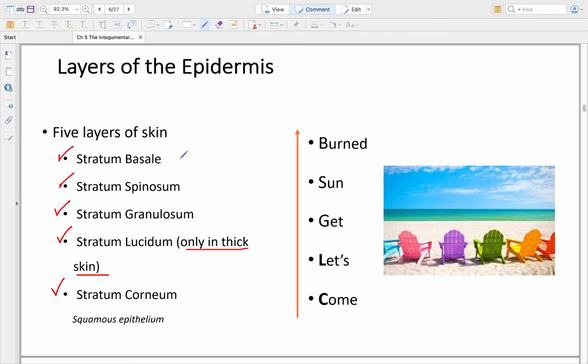Okay, so this is the deepest layer. Okay, that's atrocious. I'm just going to type because trying to write with that pen is just not working. Stratum corneum is the superficial layer. Okay, so how are you going to remember all of this? All right, so I'm going to show you a quick little way to remember this.